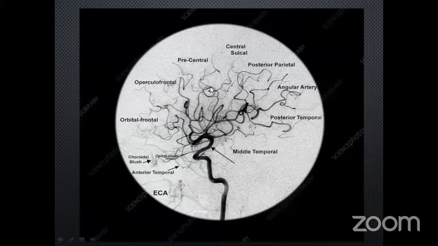And this is showing the cortical distribution of the MCA. So these are the orbitofrontal branches, opercular, precentral, then anterior to the central sulcus, central, posterior parietal, angular artery, and then the posterior temporal and the middle temporal.